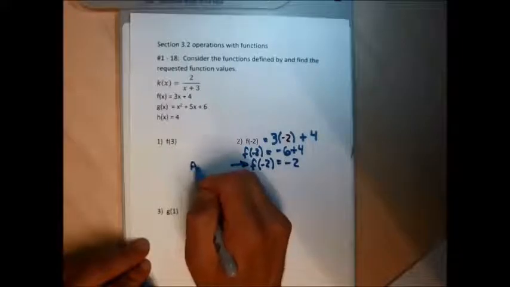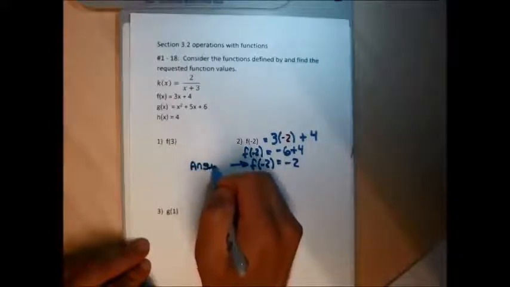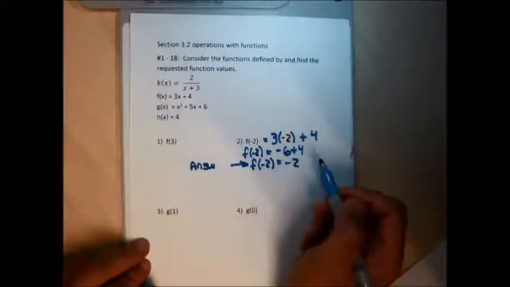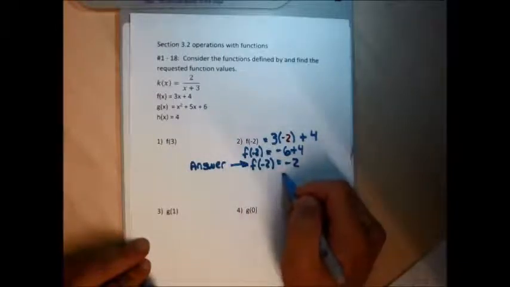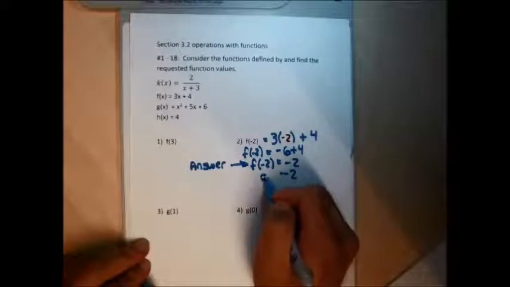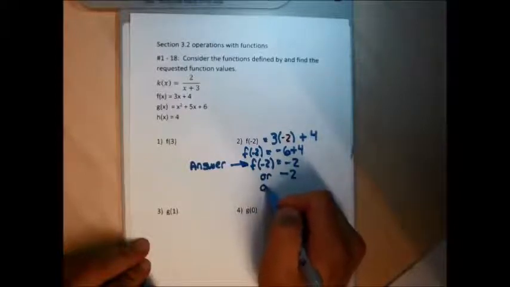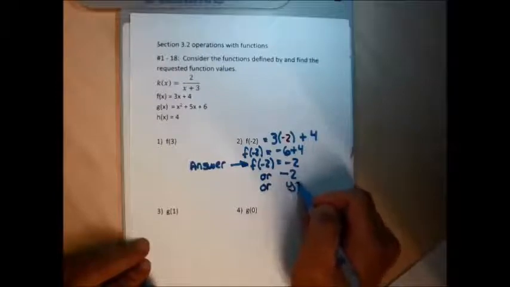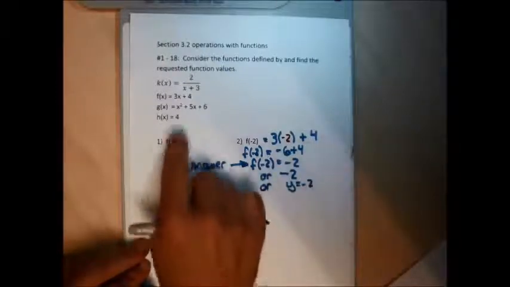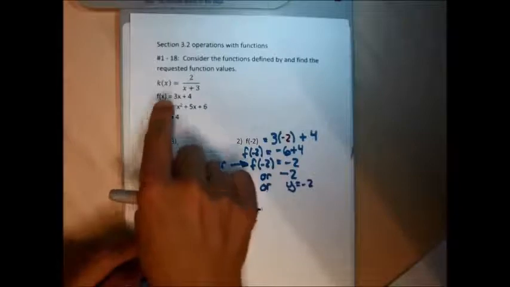My answer to number 2 could be f of negative 2 equals negative 2. Or if you want to, you can just write the number negative 2. And if you want to attach a letter to your answer that's not function notation, it should really be the letter y. The number inside the parentheses is the x value.